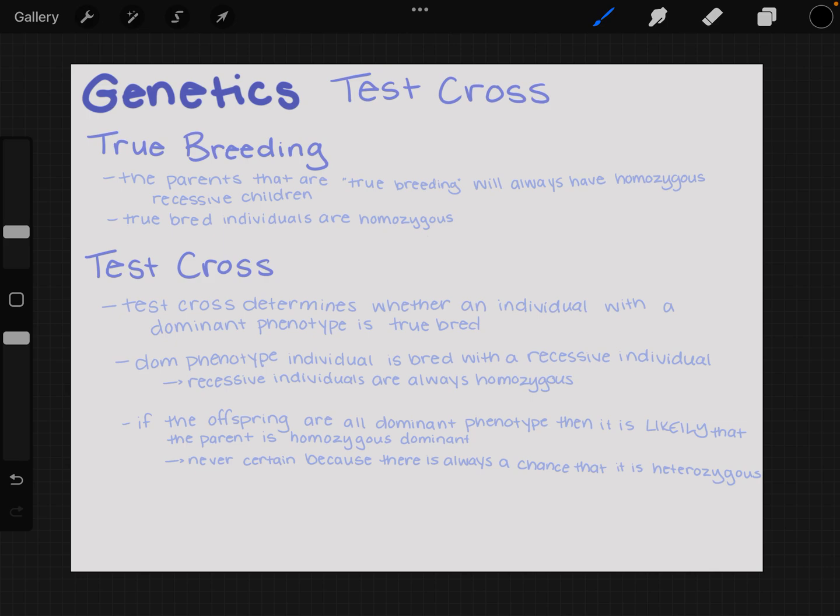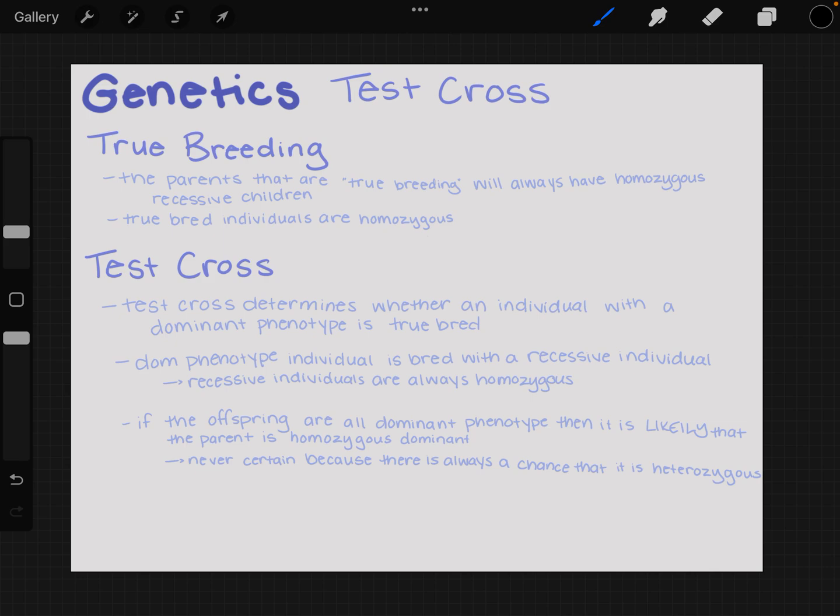It is not possible for an individual presenting with a dominant trait to be, we can't be sure that they're homozygous because there's a chance they could be a carrier for that recessive trait and have 1 dominant allele and 1 recessive allele. True-bred individuals are always homozygous because we're sure that they're homozygous because they're presenting that recessive trait, and so therefore they will always have homozygous recessive children, assuming both parents are homozygous recessive.